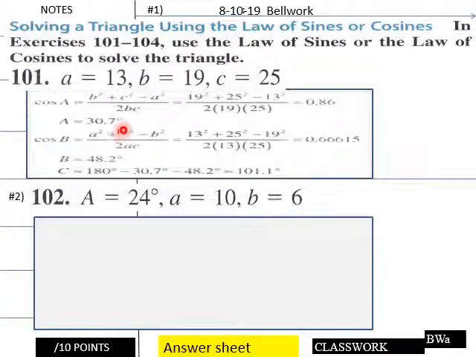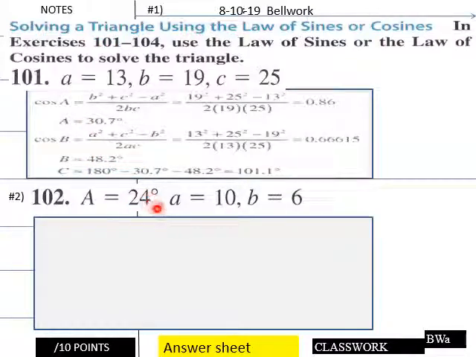That will be 30.7 degrees. Now that we have that, we can go cosine B now: A squared plus C squared minus B squared over 2AC. And we get this number here for cosine B. And then when we get our angle measure from that, we'll get 48.2 degrees for B. So now we have 180 minus 30.7 minus 48.2. We get 101.1 degrees for C. So we have our A, B, and C for that.